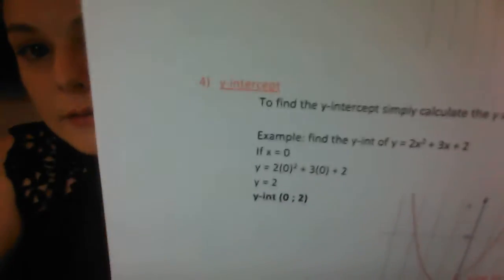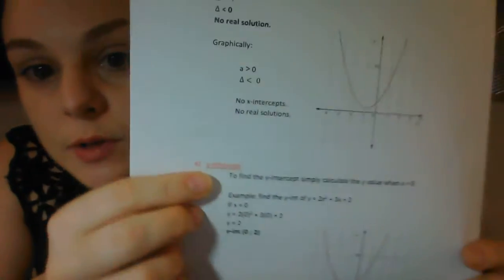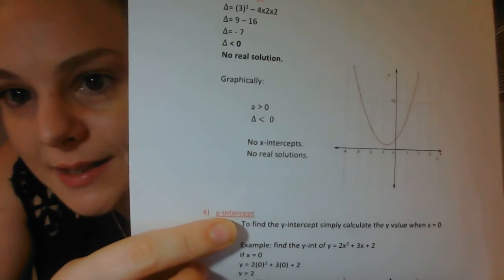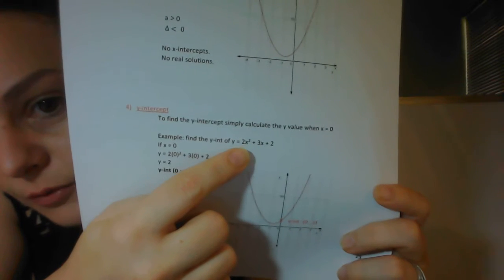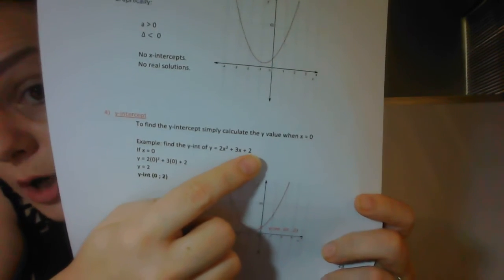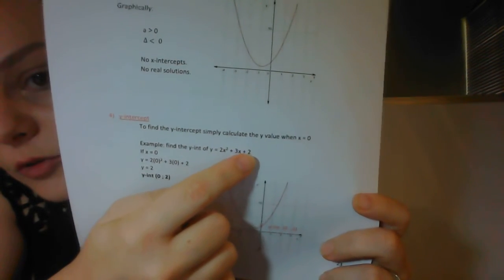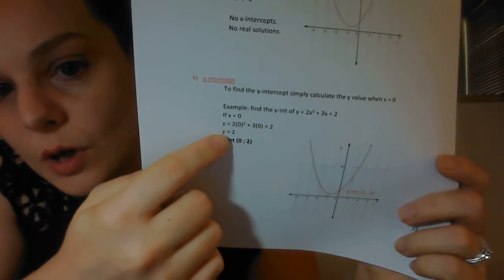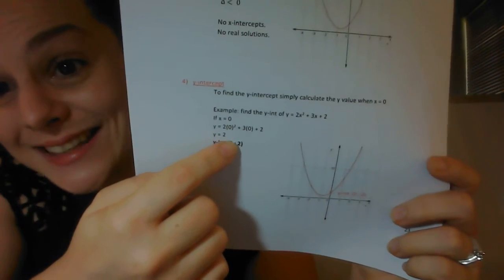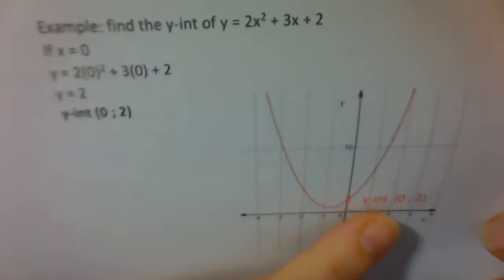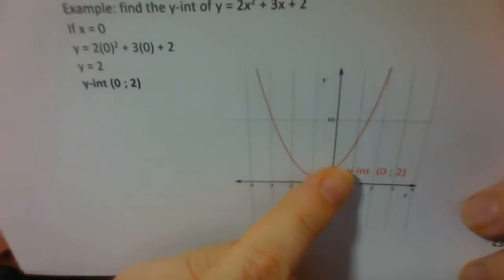Right. Then, you have to know as well how to find the y-intercept. So this one is the same as with the basic straight line. When you want the y-intercept, you make x 0 in the formula. So for instance, if y equals 2x squared plus 3x plus 2, you just substitute x with 0, and you get 0 plus 0 plus 2, y equals 2. So the y-intercept is 0 for x, 2 for y. If you check on the graph, 0 for x, 2 for y, that is your y-intercept.